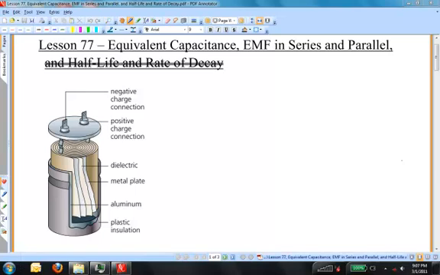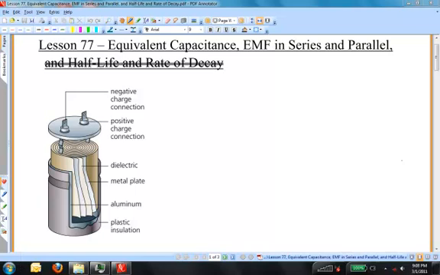This is Lesson 77, and it is entitled Equivalent Capacitance, EMF in Series and Parallel, and Half-Life and Rate of Decay. We'll focus on the first two parts of this three-part lesson, the last part not appearing on the AP Physics B exam. Half-life and rate of decay are interesting topics, and if you have the opportunity to study them at some later stage, I encourage you to do so.